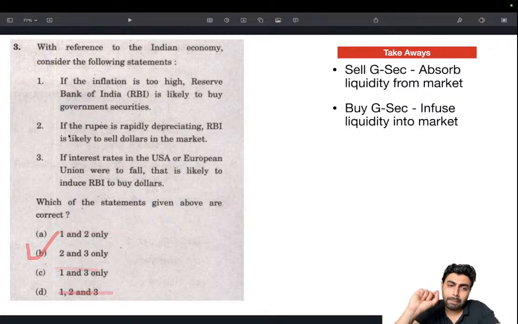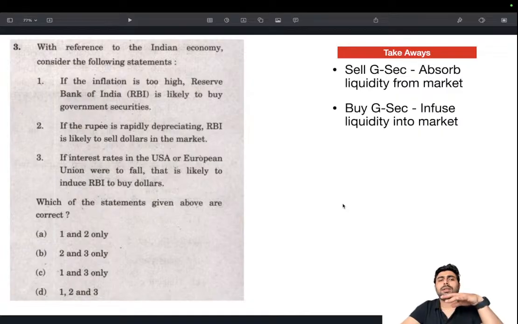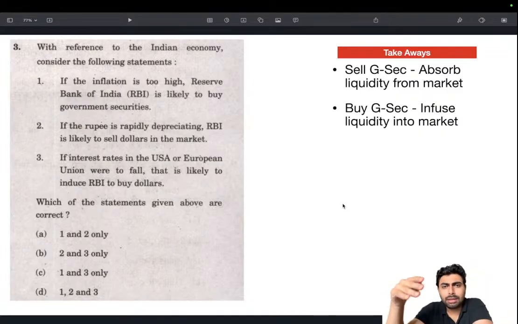If the rupee is rapidly depreciating, RBI is likely to sell dollars in the market. Think about how that works. For example, if the value of rupee is sliding, meaning that rupee is getting cheaper. For example, if it was 80 rupees today, tomorrow it becomes 82, then 83, then 84, etc. Meaning that rupee is getting cheaper compared to dollars. We are using dollars as a standard, so that's why I'm saying dollars. It could be any currency, but dollars is the gold standard that we are using.